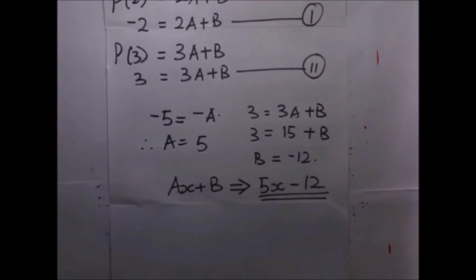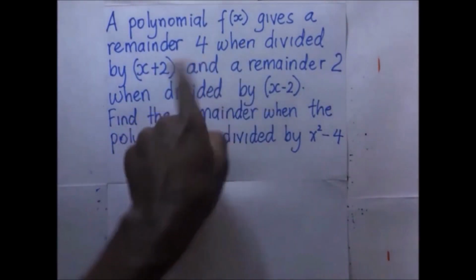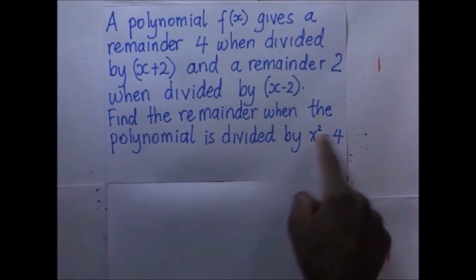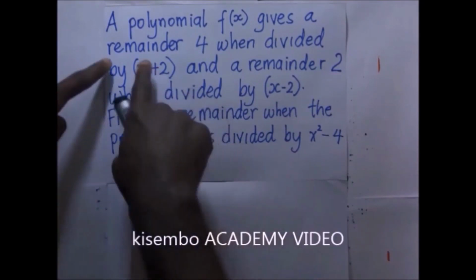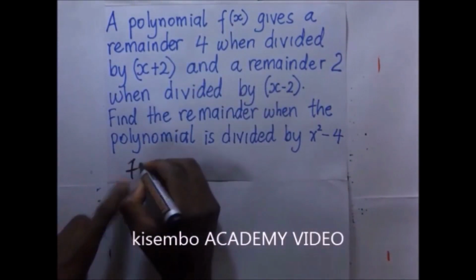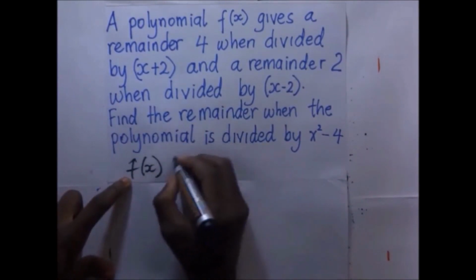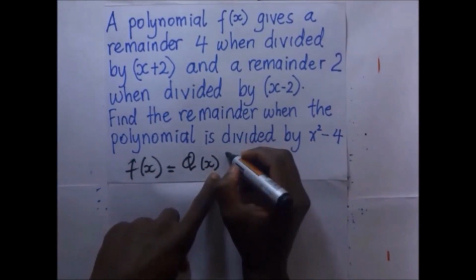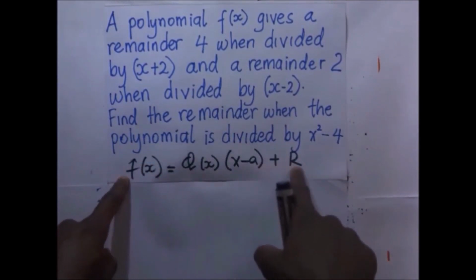Let's carry out a similar example. A polynomial f of x gives a remainder 4 when it's divided by x plus 2, and a remainder 2 when it is divided by x minus 2. Find the remainder when the polynomial is divided by x squared minus 4. We'll do like we've done before. The polynomial f of x is equal to the quotient times the divisor plus the remainder.